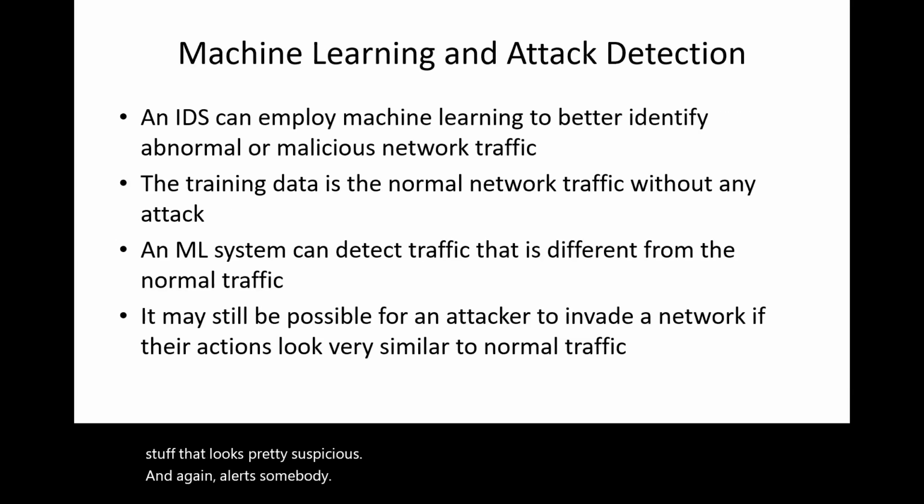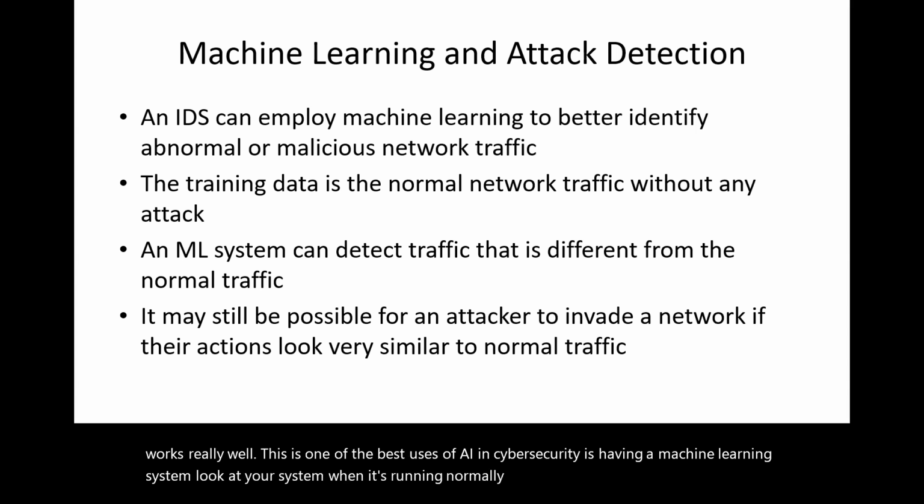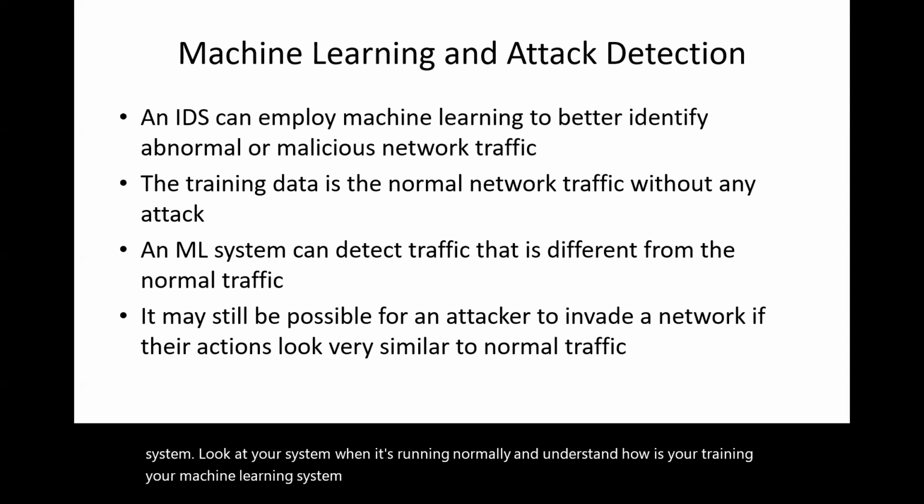Because an intrusion detection system goes out there and tries to check and see, does this look different? It's the kind of thing that machine learning works really well for. This is one of the best uses of AI in cybersecurity, having a machine learning system look at your system when it's running normally and understand, as you're training it on the traffic that normally happens. And then it can be effective at using AI, machine learning, to detect something that's abnormal.